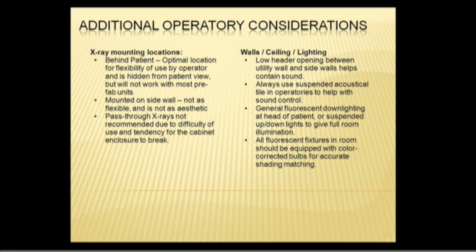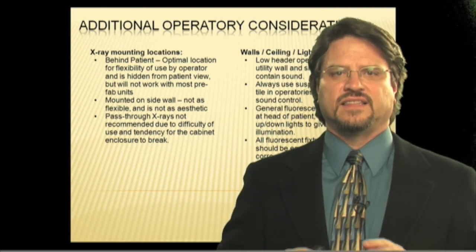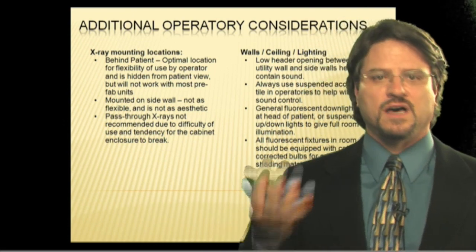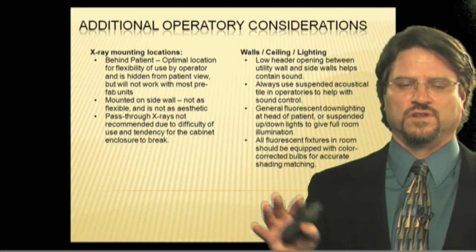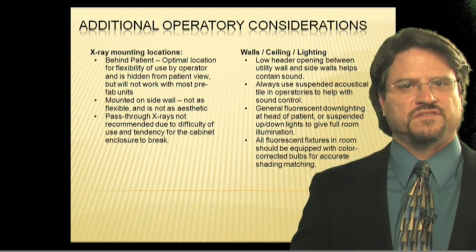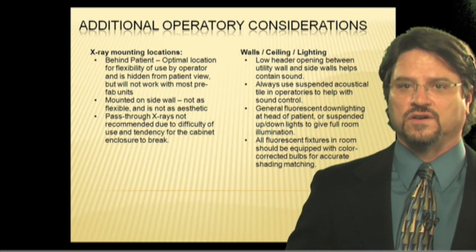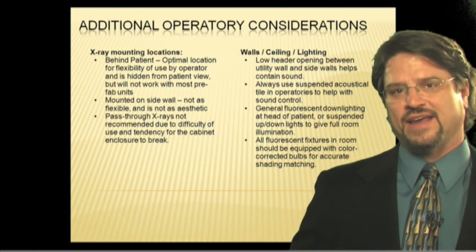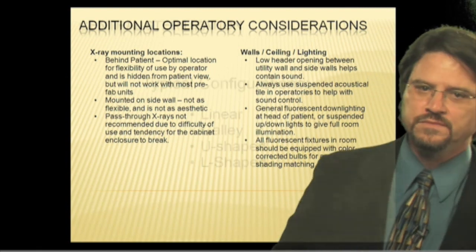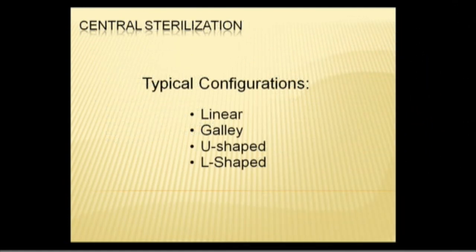Wall, ceiling, lighting issues. A low header opening between utility wall and side walls helps contain sound. Always use suspended acoustical tile in the operatories to help with sound control also. In general, provide fluorescent downlighting at the head of the patient or have suspended up and down lights to give the room full illumination. All fluorescent fixtures in the room should be equipped with color-corrected bulbs if you want to have accurate shade matching.